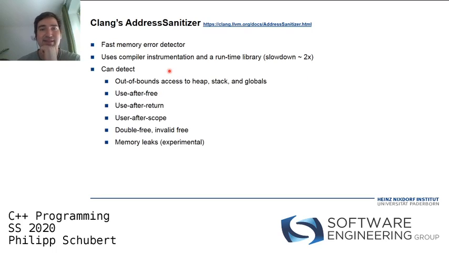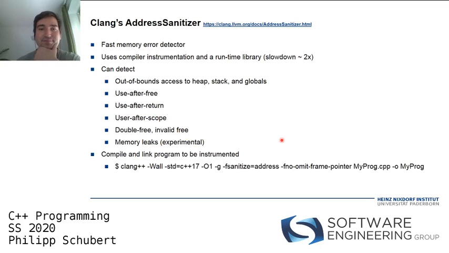And the Clang address sanitizer can detect out of bounds access to heap, stack, or globals, use after free, use after return, use after scope, double free, invalid free, and memory leaks, which are currently experimental. How do you do it? It's really easy to use the Clang address sanitizer.